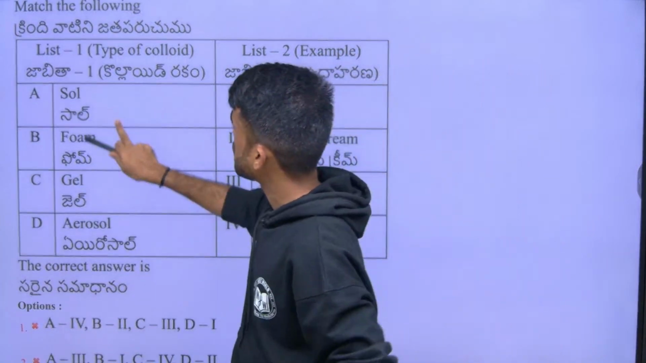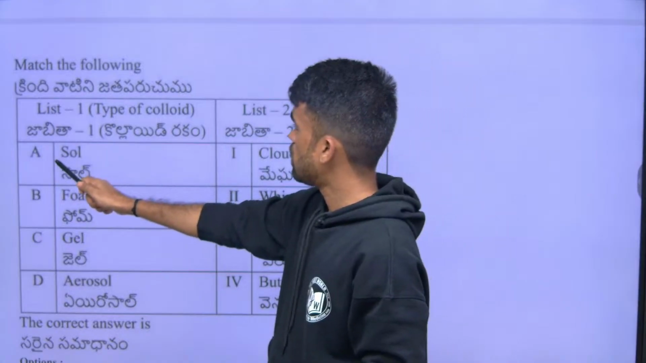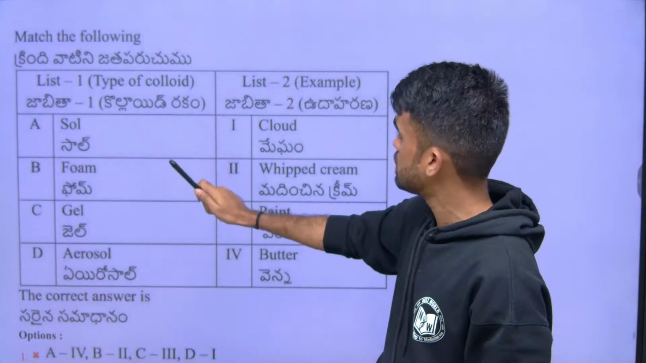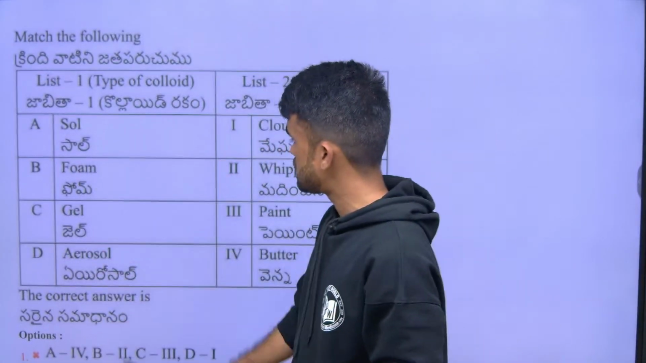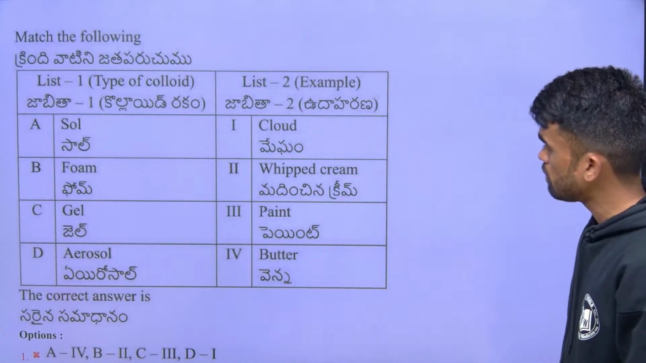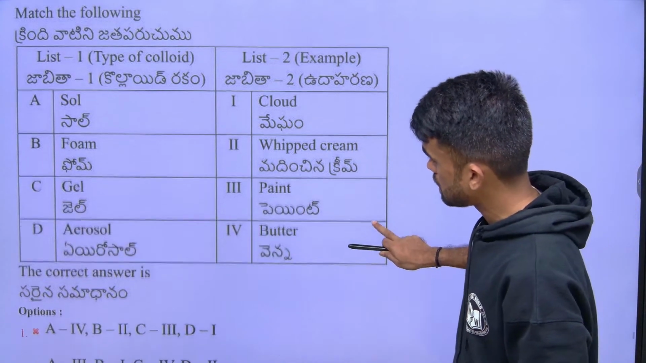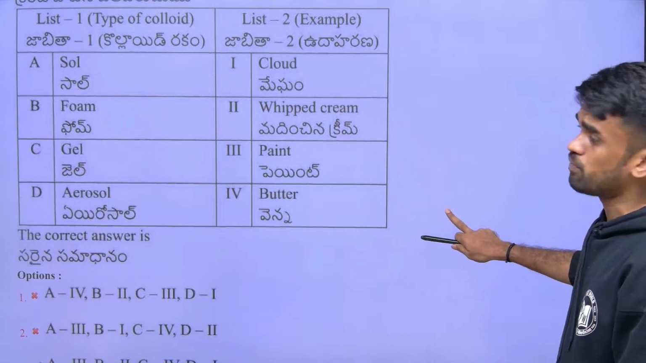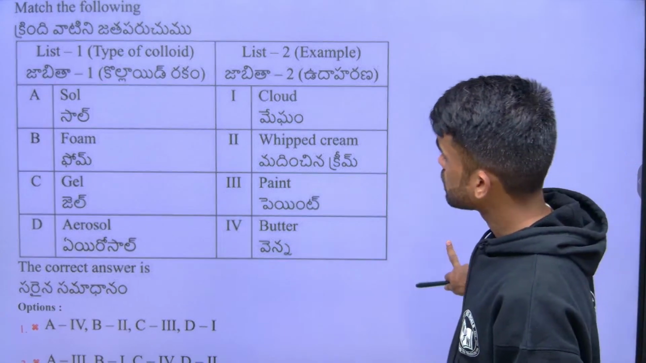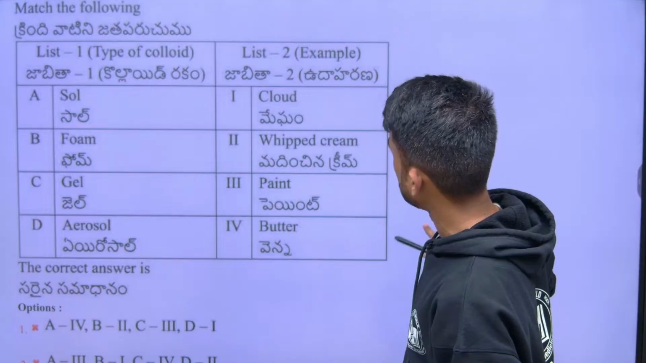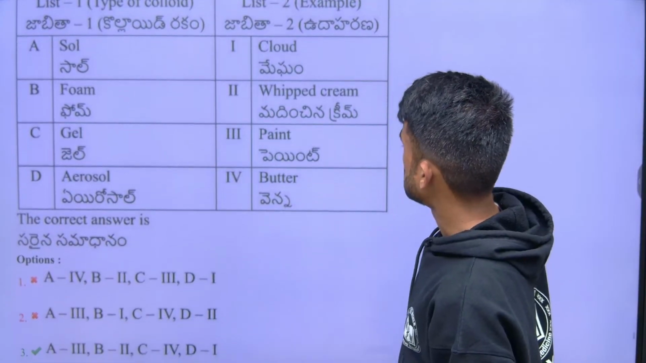Okay, so now next, what about this? We have solutions, and we have to match them. Here foam is there, gel is there, aerosol is there. So foam, paint, gel, aerosol. This is from surface chemistry, we will be studying this. So what exactly here? Gel means what?